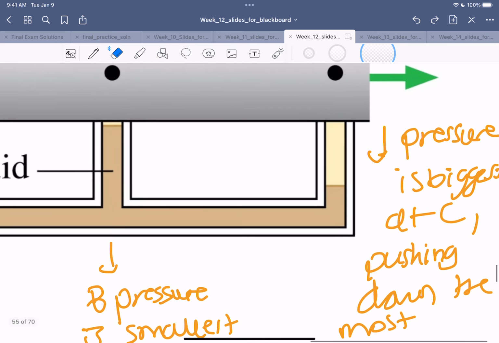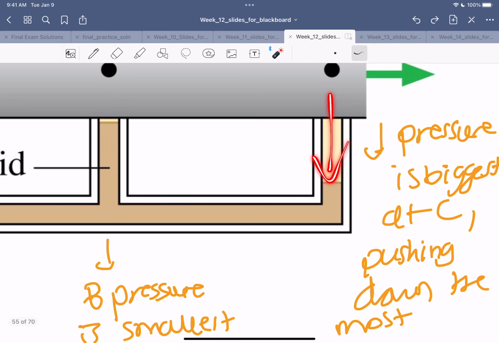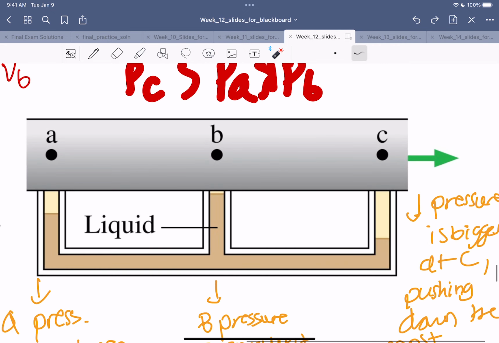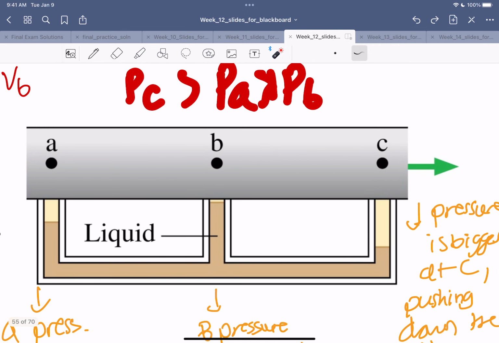C, right? So the gas is pressing the most on the liquid here. Keyword: pressing, pressure. So if that gas is pushing or pressing the most on the liquid there, what does that mean for the pressure at that point C compared to the other ones? It's the greatest pressure, right? Pressure is greatest at point C.